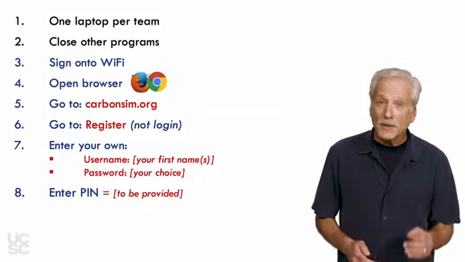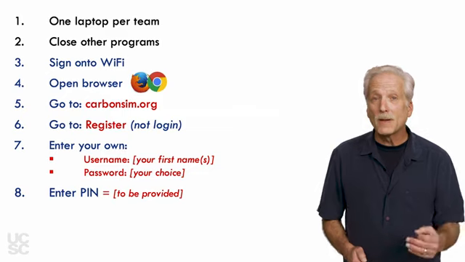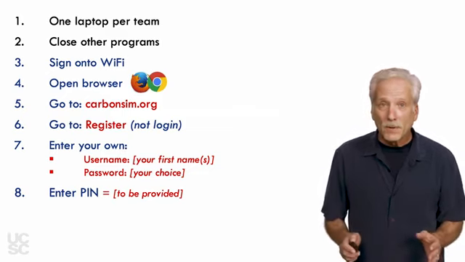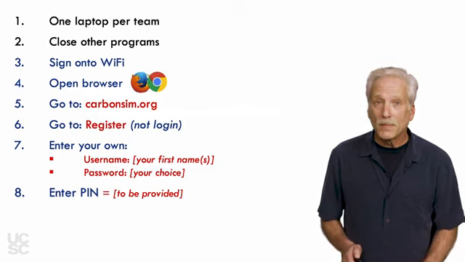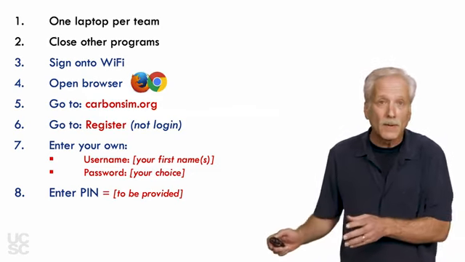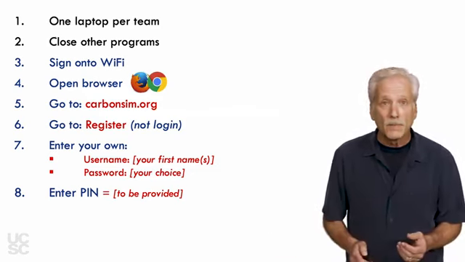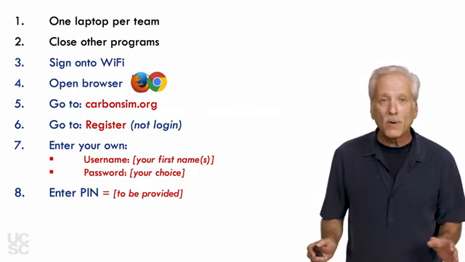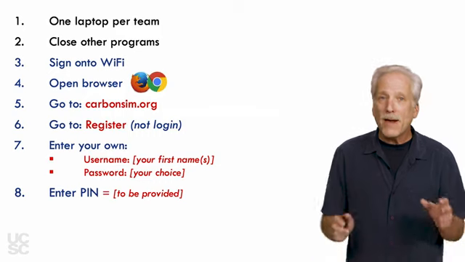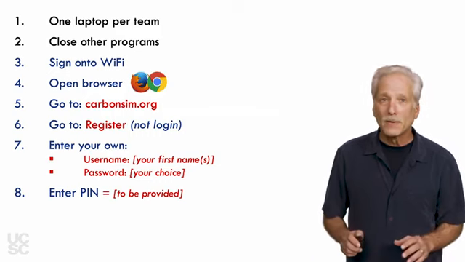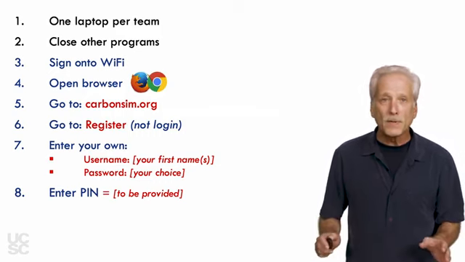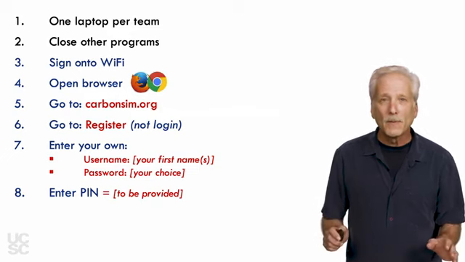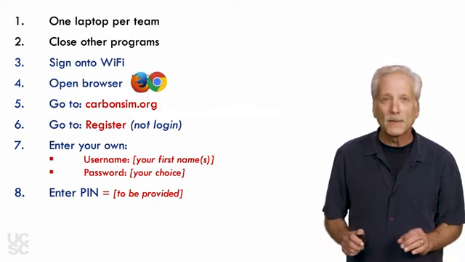In this segment, I'm going to take you through the process of logging into Carb0n Sim. Before we start, there should be 1 laptop per team. It'd be great if you have a partner that can be on your team. So 1 laptop per team. I need you to close all of your other programs. Find the Wi-Fi and sign on to it. Open your browser. It's better if it's Firefox or Chrome. Explorer works as well, but Chrome and Firefox are probably best.